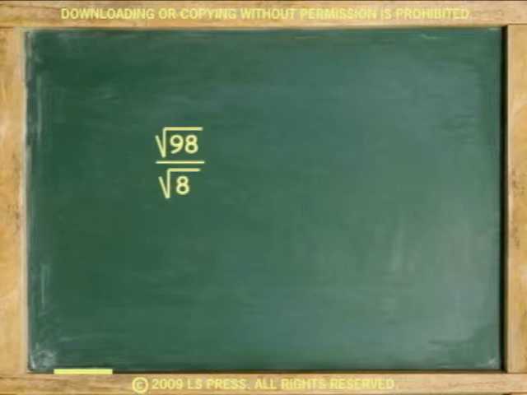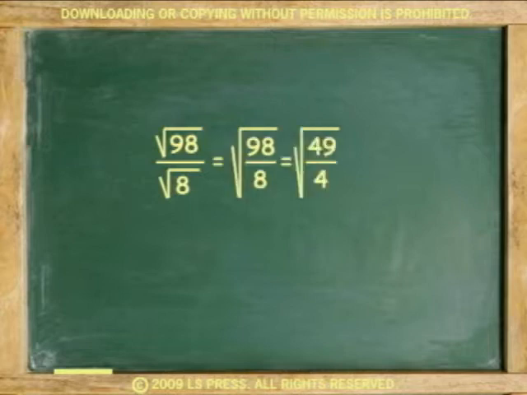Another example, radical 98 over radical 8. First, place them under the same radical. Simplify dividing by 2. The square root of 49 is 7, and the square root of 4 is 2. The answer is 7 over 2.